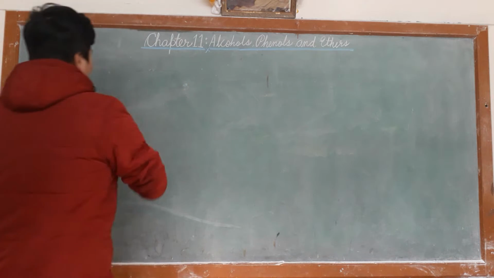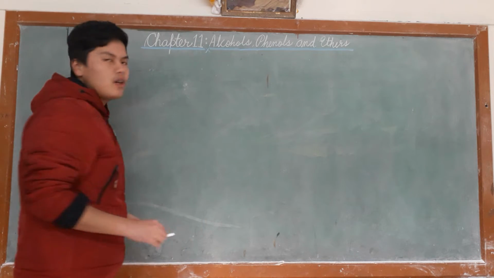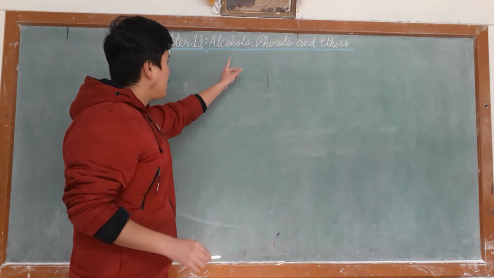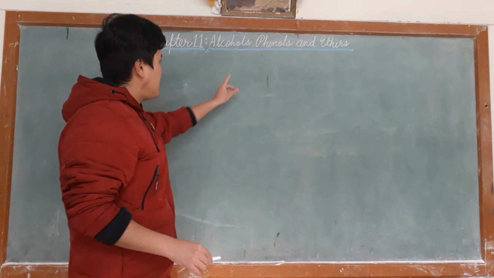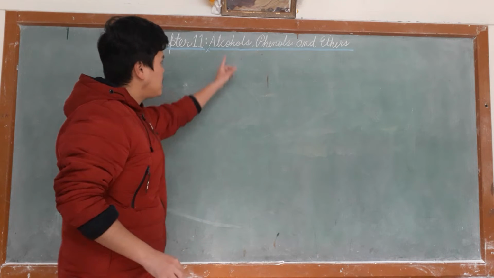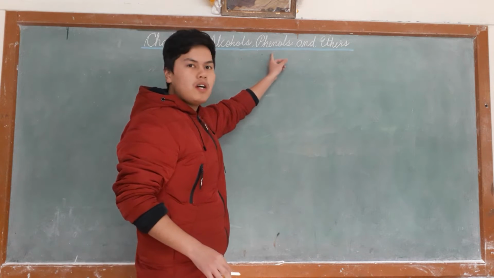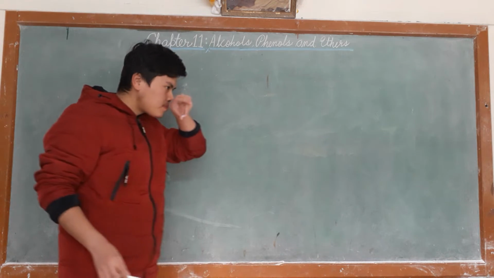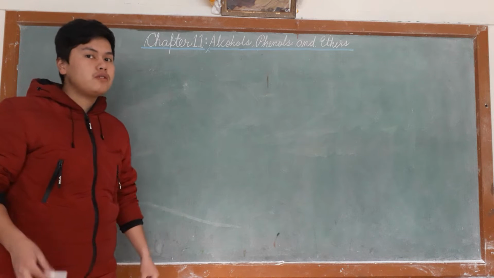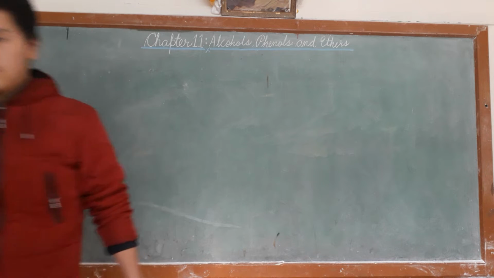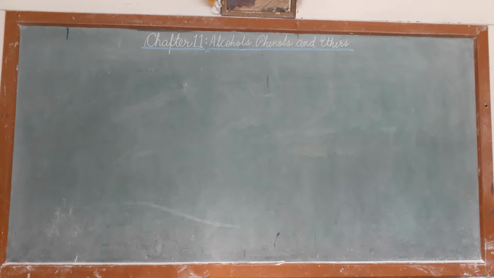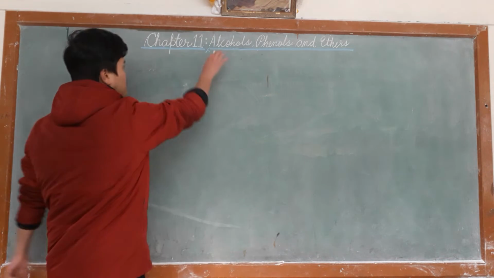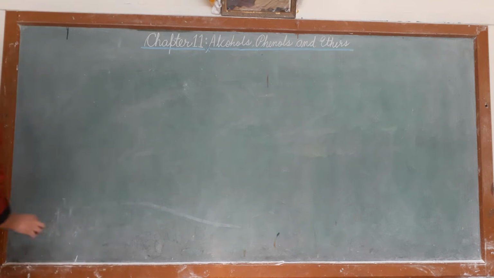In this chapter we are dealing with three chemical compounds: alcohols, phenols and ethers. Their functional groups are ROH, C6H5OH and ROR. Now in this chapter, we are going to study alcohols first.